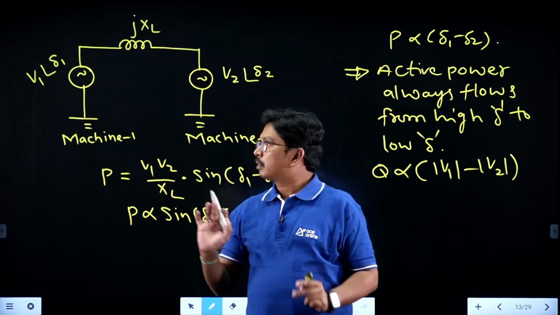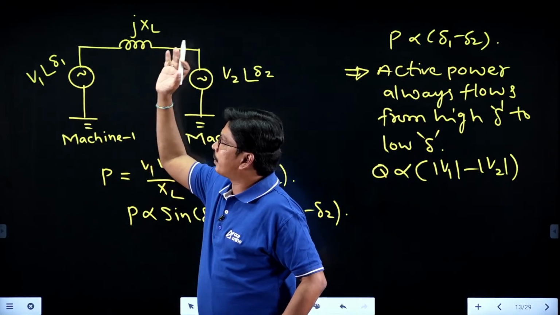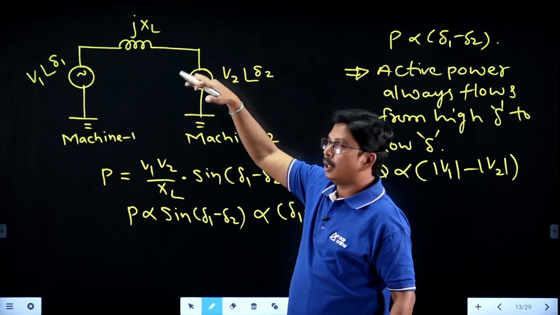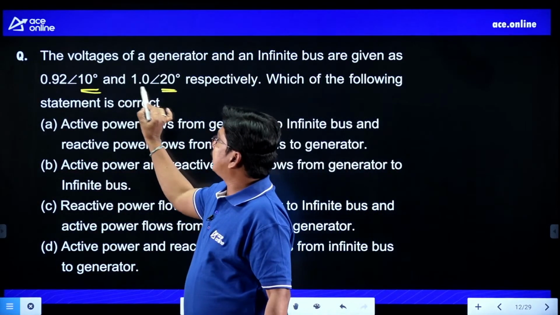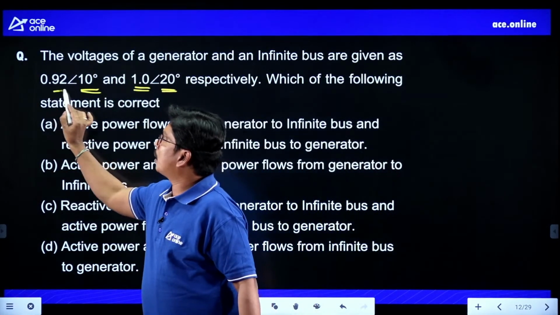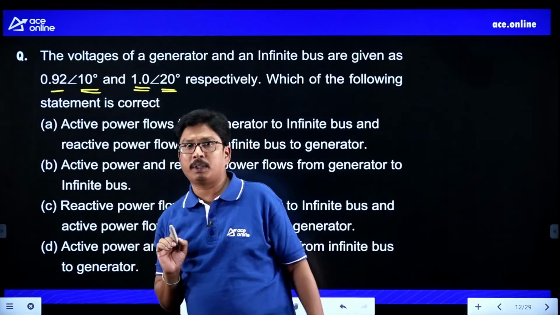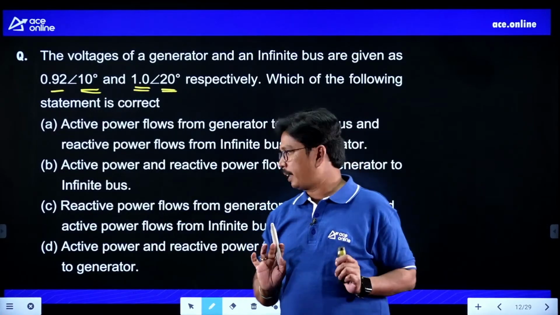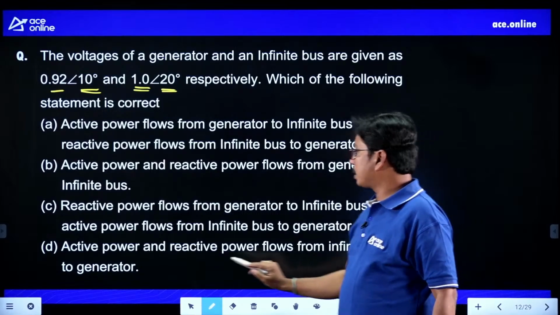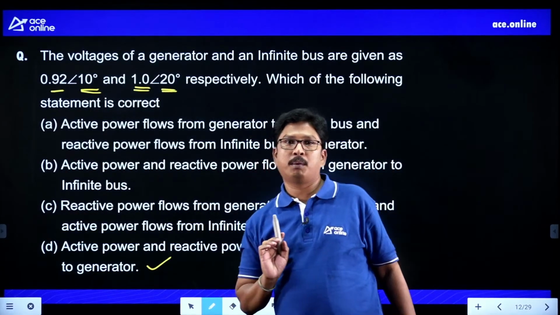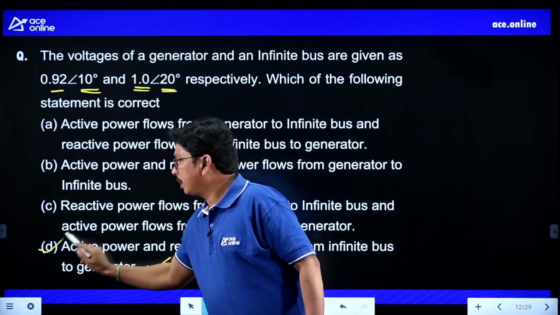Right? So in an inductive network, the reactive power always flows from the high value of voltage magnitude to the low value of voltage magnitude. I can check here. This is 1 and it is 0.92. Therefore, the reactive power is also flowing from bus 1, that is infinite bus, to the generator. So both active power and reactive power are flowing from infinite bus to the generator.